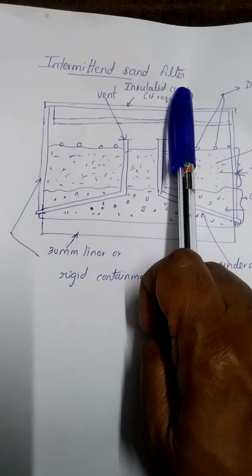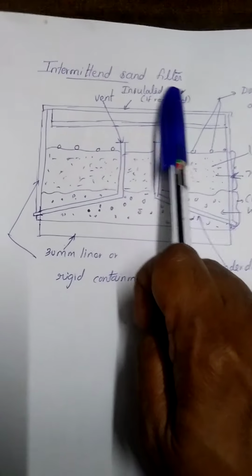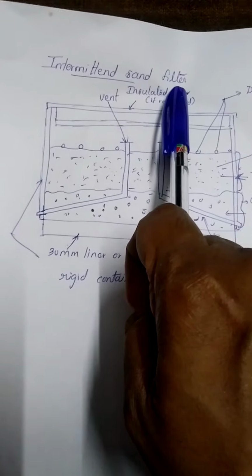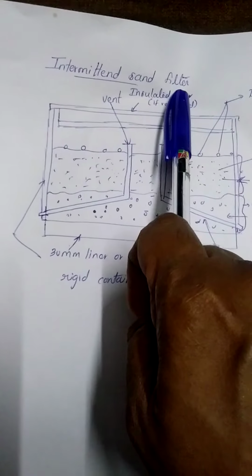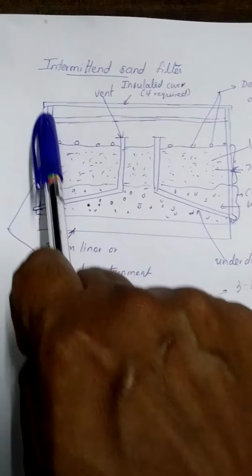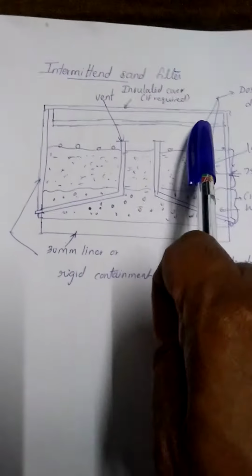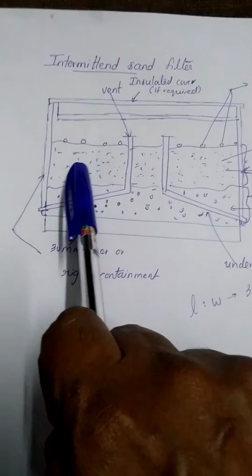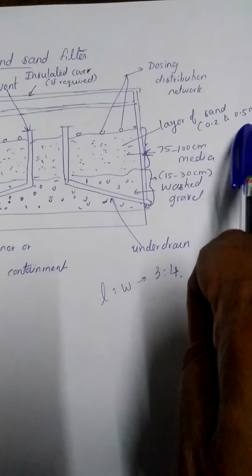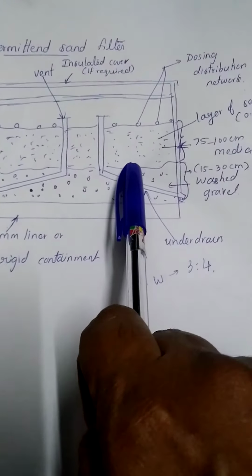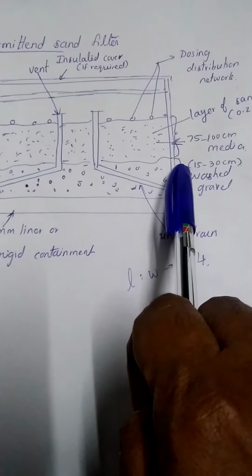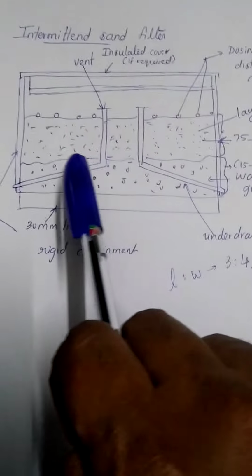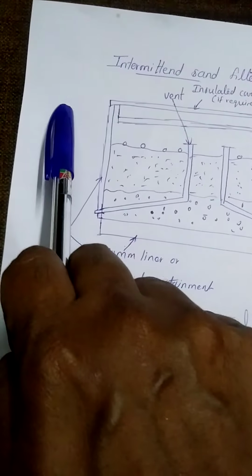It is not used in larger plants or medium sized plants because the rate of filtration is very low, because we are providing very fine sand of 0.2 to 0.5 mm size. For this intermittent sand filter, generally we provide a rectangular tank, and the sand of 0.2 to 0.5 mm size is provided to a depth of 75 to 100 centimeter.